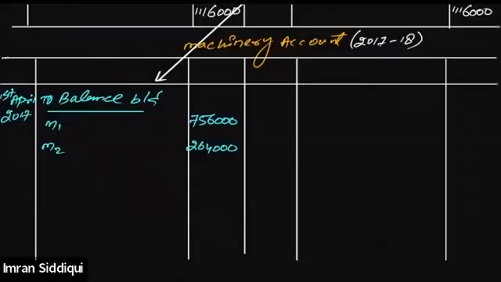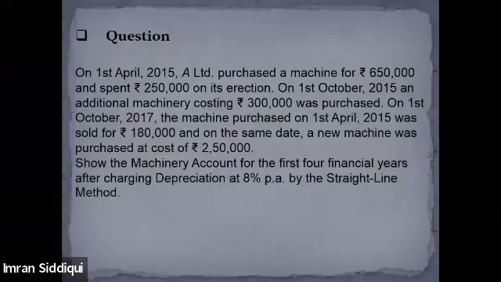So first of all, going to the credit side, we will have to write on 1st of October 2017, right? We sold a machinery. We'll write this as by bank. Which machinery did we sell? We have sold machinery 1, that was purchased on 1st of April 2015. It was machine 1, right?